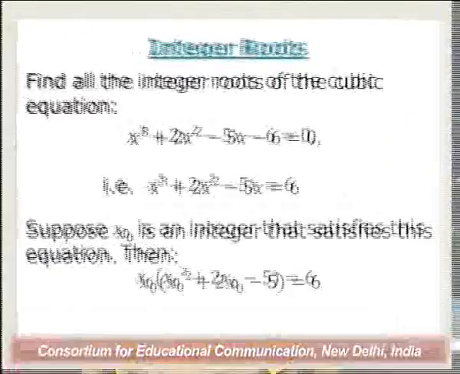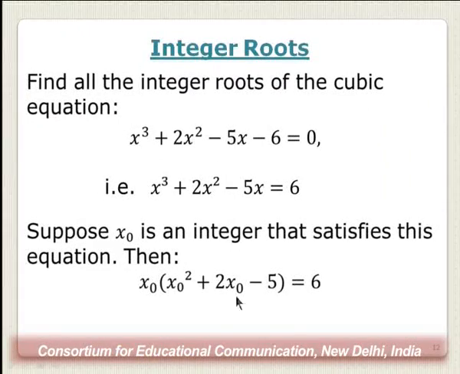So let's take this example. Suppose our equation is x cubed plus 2x squared minus 5x minus 6 equal to 0.